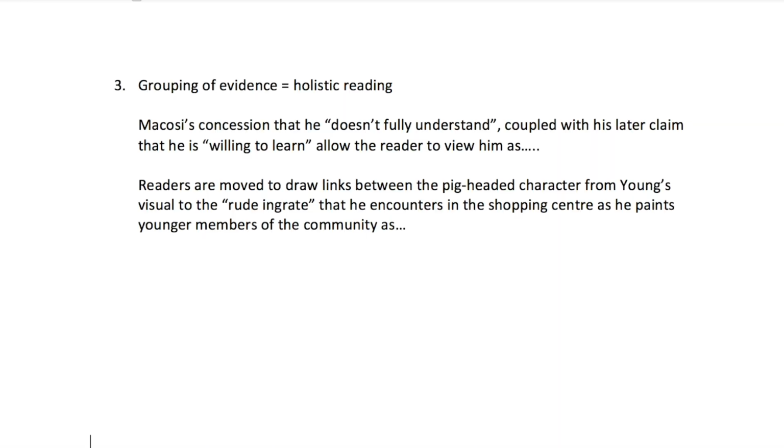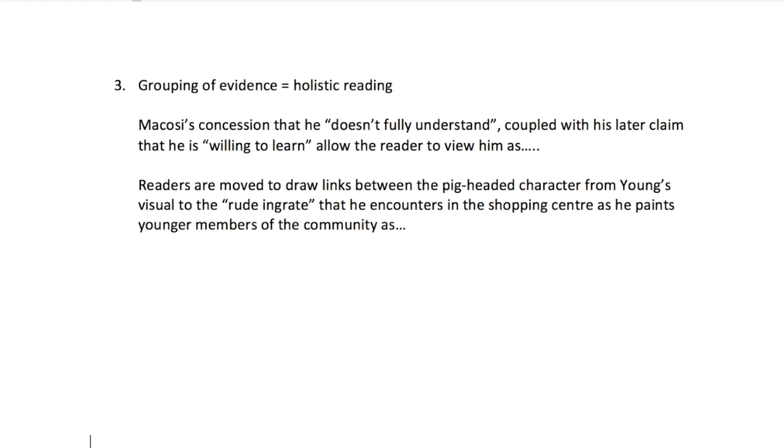If we take a look at our example here, we have "Makosi's concession that he doesn't fully understand, coupled with his later claim that he is willing to learn, allow the reader to view him as..." So I want you to picture this sample sentence as if that first quote of "doesn't fully understand" may have been, say, in the second paragraph, and then the "willing to learn" quote may have come from the second last paragraph. And just in a subtle way, the assessor reading this piece is going to see that this student has a holistic understanding of how language has shifted, how argument has shifted, and how this writer has looked to use language throughout the piece to make a similar point.